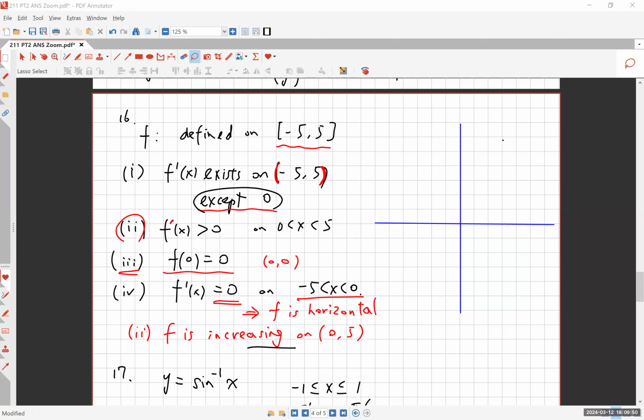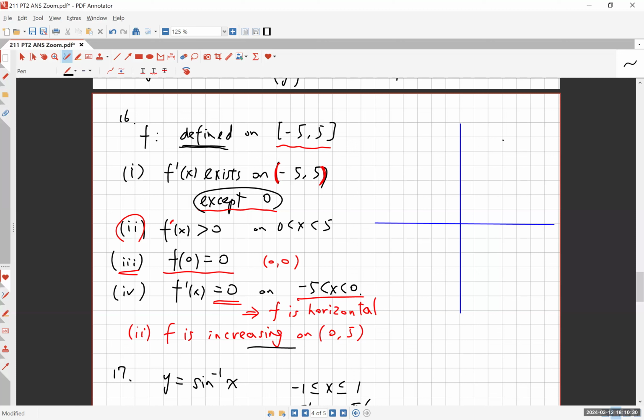All right, so number 16 is one of those questions where you are to sketch the graph of a function with certain properties. If you read the problem, it says f has to be defined on the closed interval from -5 to 5. Now, by the way, what does it mean when I say closed interval and defined on that closed interval? That means that the function has to have a value, a unique value, f of x, for every x between -5 and +5, including those endpoints, right?